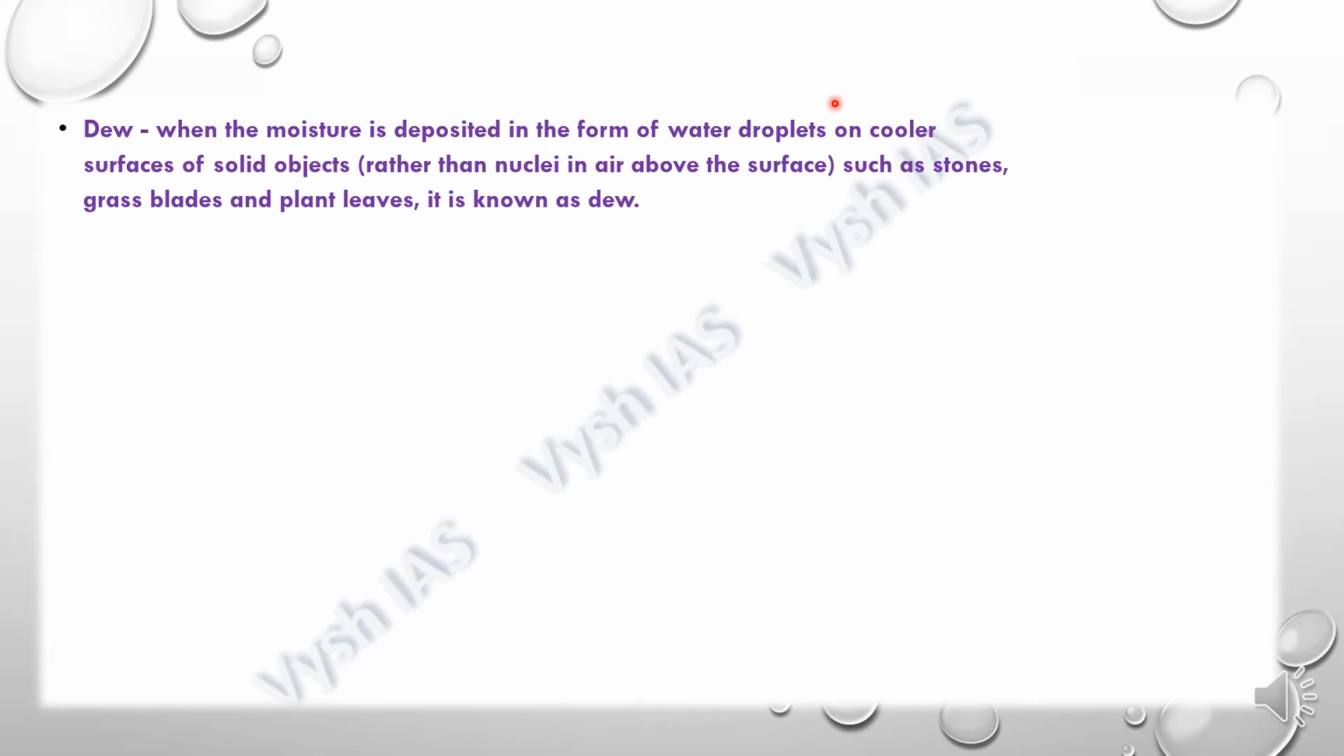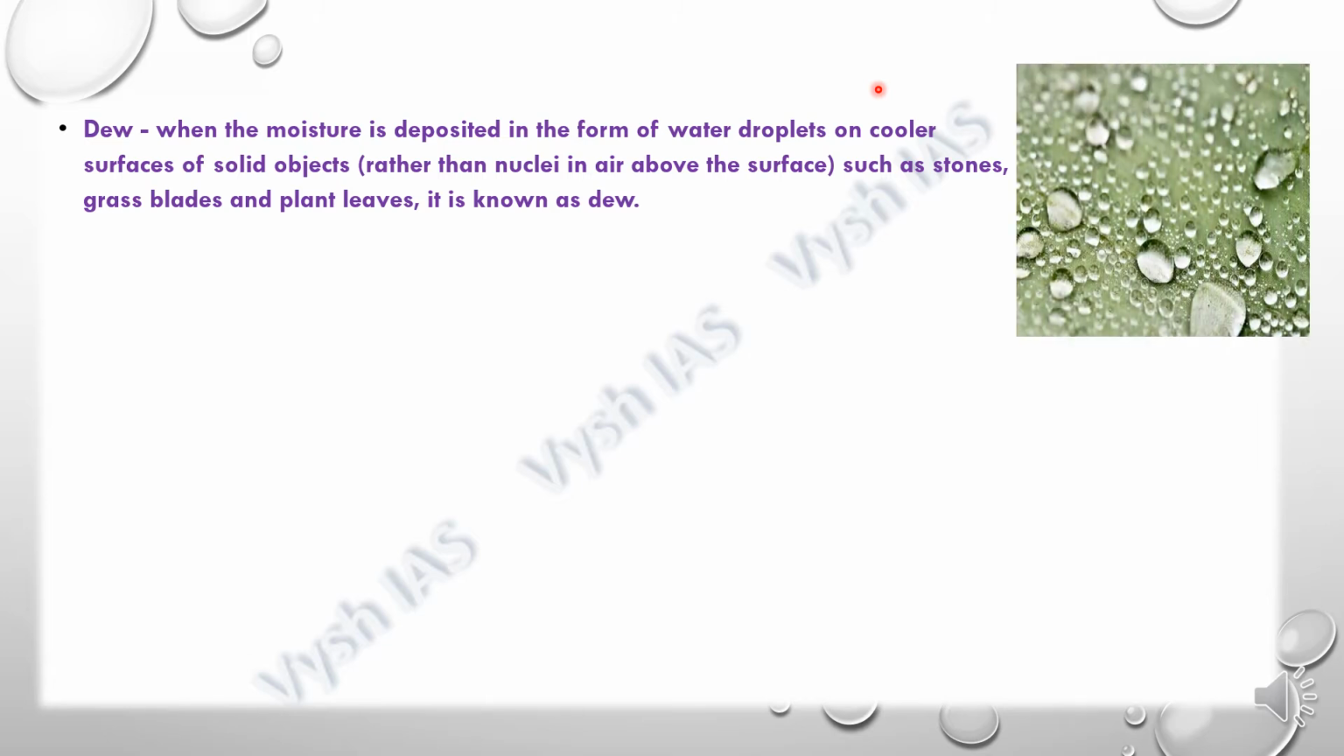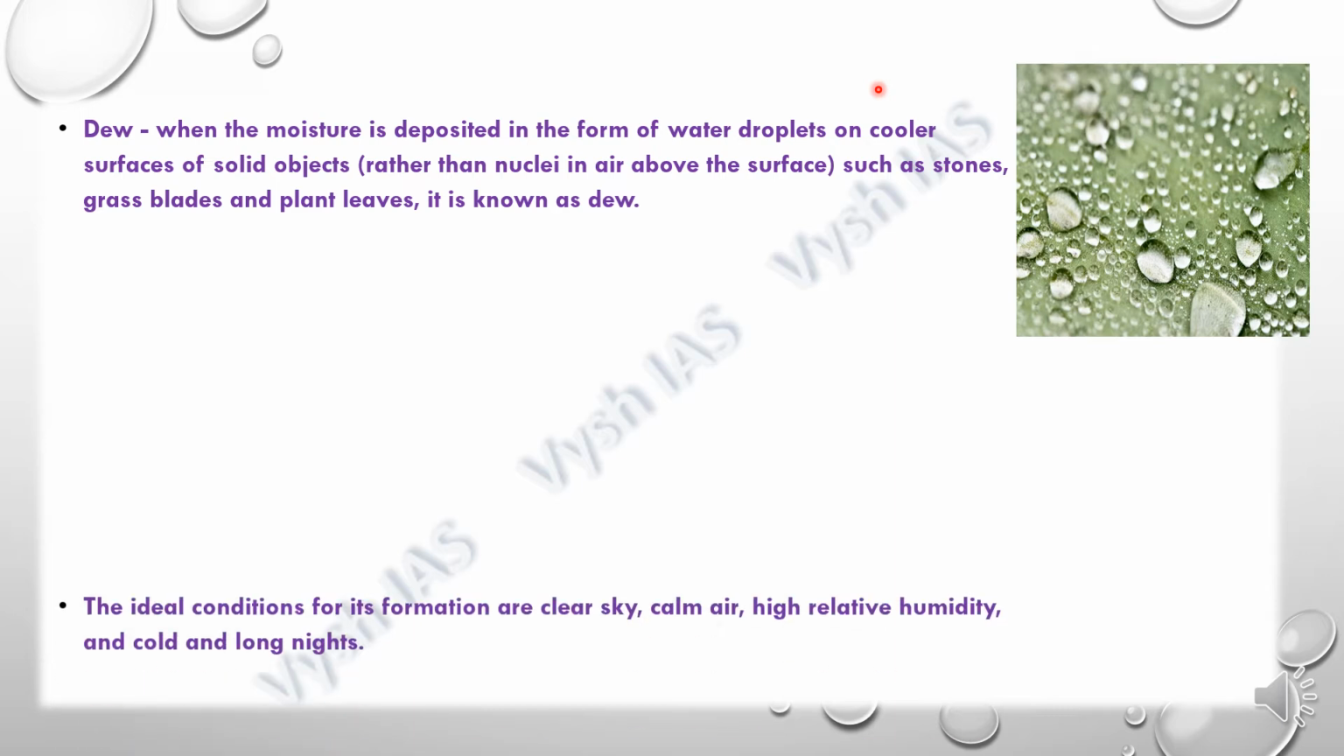So first up we have dew. When the moisture is deposited in the form of water droplets on cooler surfaces of solid objects, rather than on the nuclei present in the air above the surface, such as on stones, glass blades and plant leaves, then it is known as dew. So we can see the presence of small water droplets on a leaf like this. That is called dew.